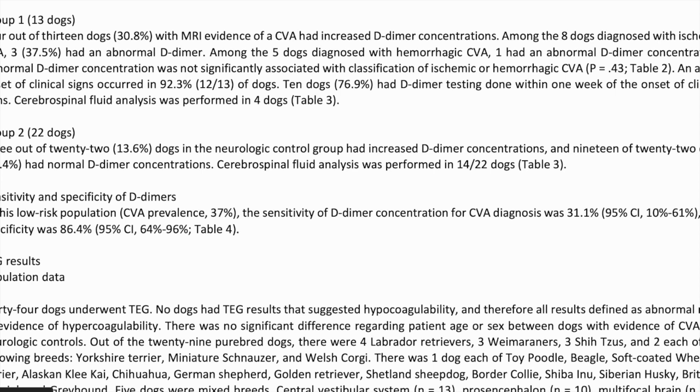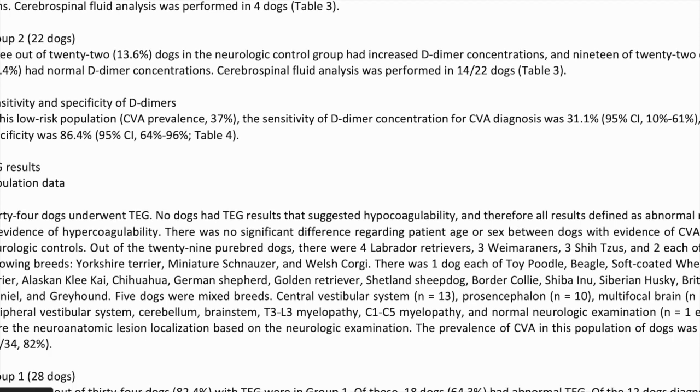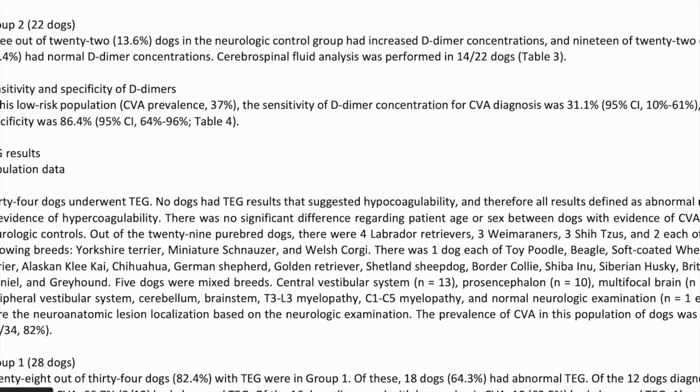An acute onset of clinical signs occurred in 92.3%, 12/13, of dogs. 10 dogs, 76.9%, had D-dimer testing done within 1 week of the onset of clinical signs. Cerebrospinal fluid analysis was performed in 4 dogs, table 3. Group 2, 22 dogs. 3 out of 22, 13.6%, dogs in the neurologic control group had increased D-dimer concentrations, and 19 of 22 dogs, 86.4%, had normal D-dimer concentrations. Cerebrospinal fluid analysis was performed in 14 out of 22 dogs.